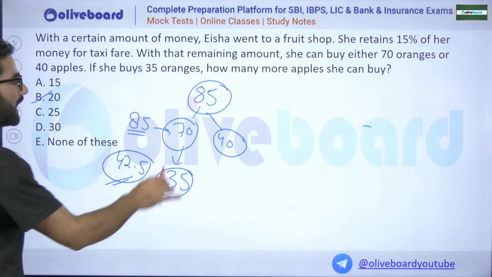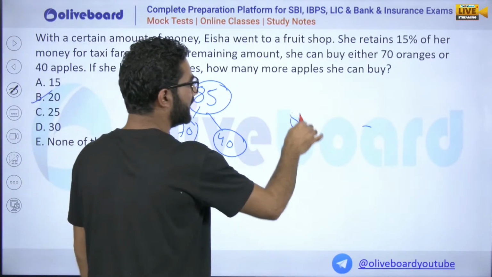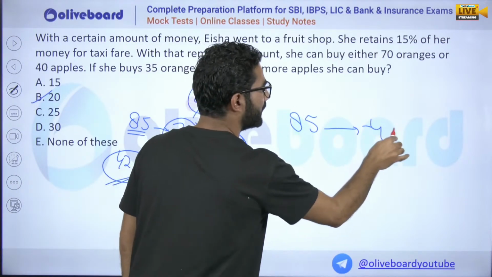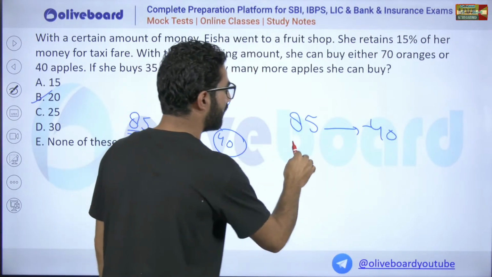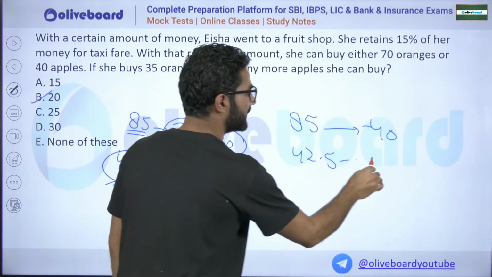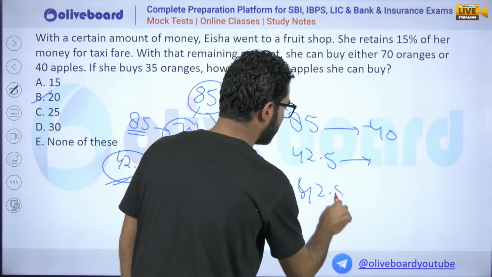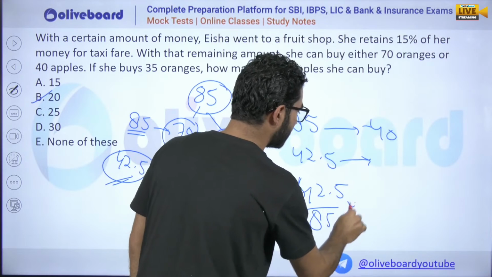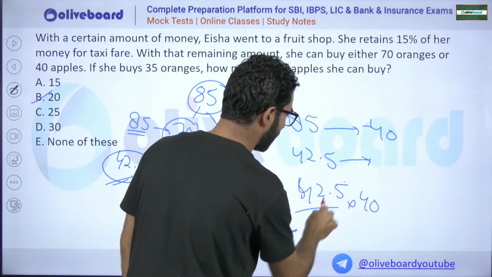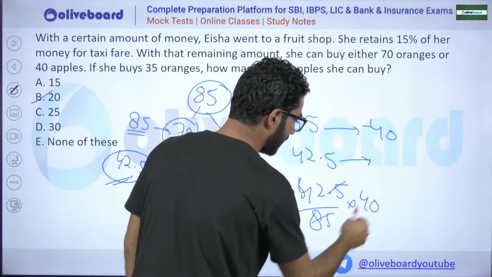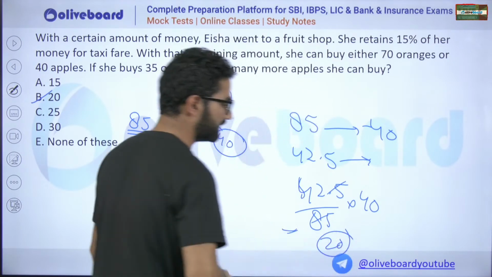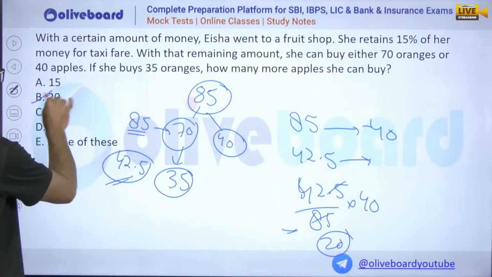This is clear now, this is very easy. For 85 rupees she can buy 40, and what she has now is 42.5 rupees. She can buy how much? That is nothing but 42.5 upon 85 multiplied with 40. This will be 1 upon 2 multiplied with 40. That is 20 apples she can buy from the remaining. So this is the correct option.